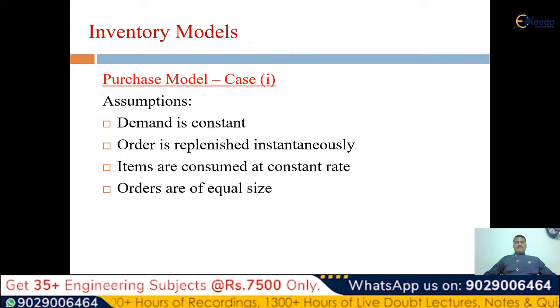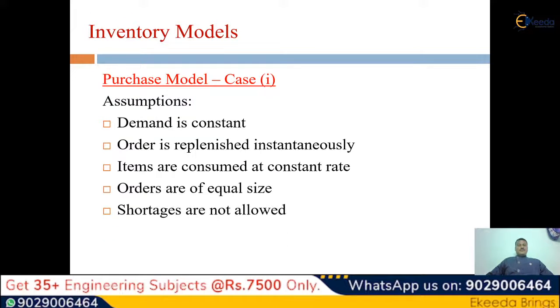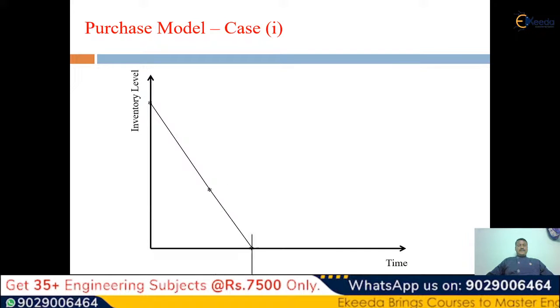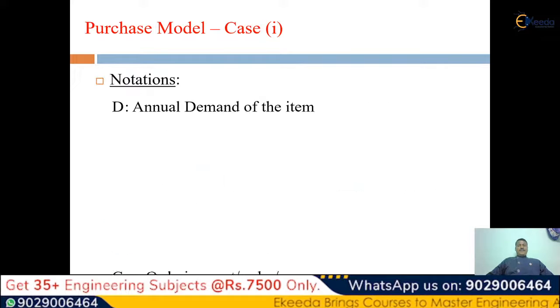In the case of the purchase model, the first one, we have the following assumptions: the demand is constant, and the order is replenished instantaneously or immediately. As soon as there is a demand for the order, it is instantly given, and the items are consumed at a constant rate, and the orders are of equal size. Based upon that, the last point is that shortages are also not allowed, based upon which we had discussed the problem.